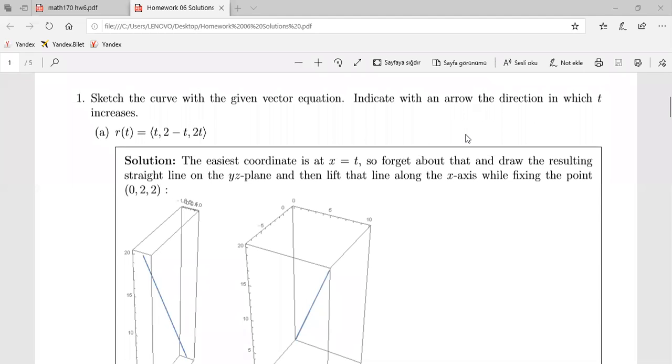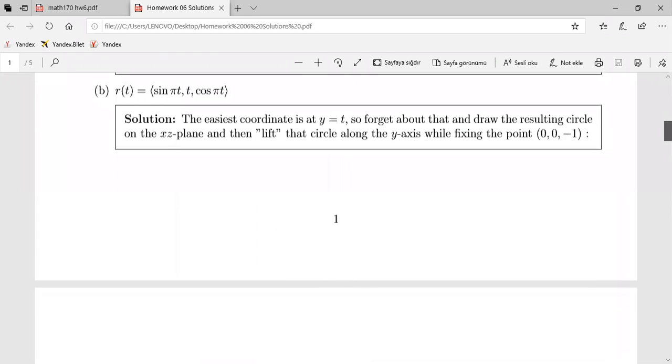Hi everyone, we'll be solving today the questions from homework 6. So let's start with the first one. I'll solve the second part of this question.